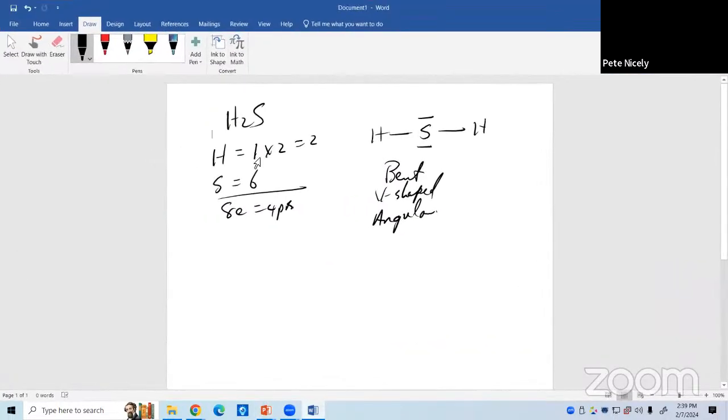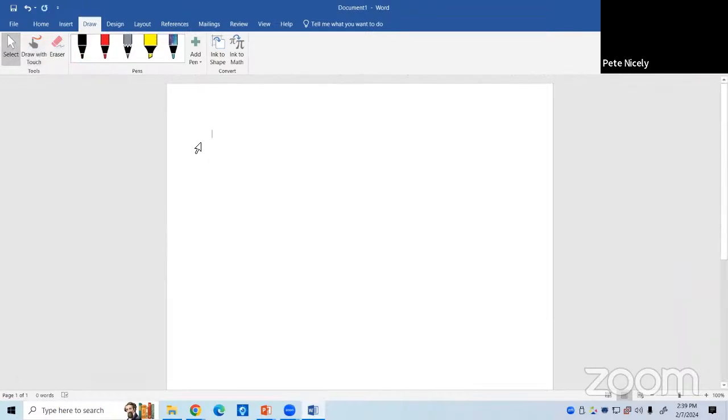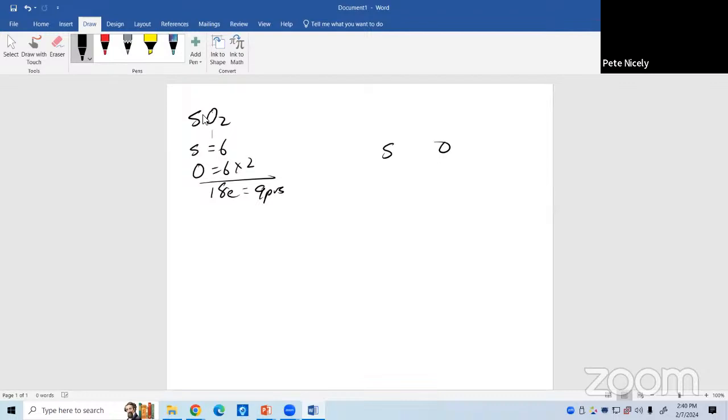Let's deal with SO2 first. SO2. So we do the same thing again. S would be equal to 6. Each oxygen would be 6, and there are 2 of them, so we multiply that by 2. So that gives you a grand total of 18 electrons, which will be equal to 9 pairs. And then we put the sulfur in the middle, surrounded with the oxygens. We put the bonding pairs, 1, 2, then 3, 4, 5, 6, 7, 8, and then 9, all right?